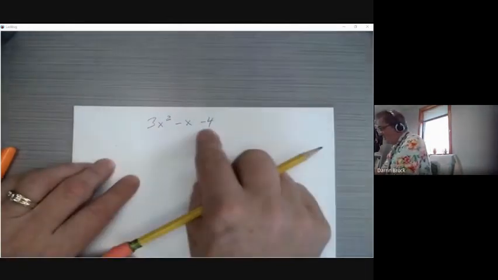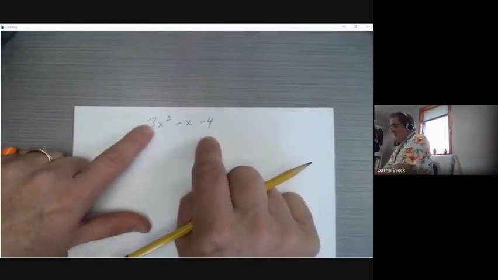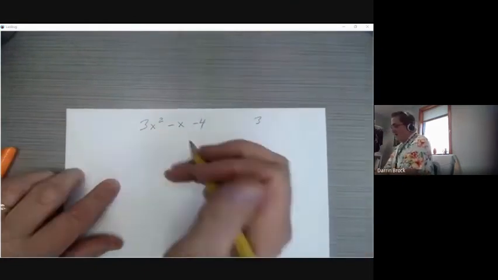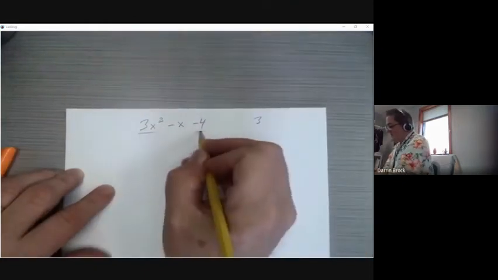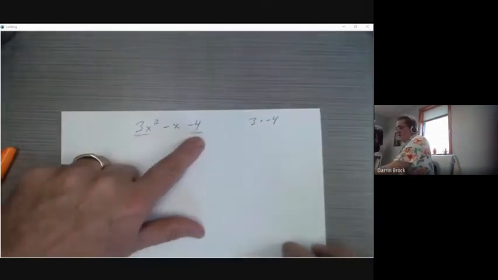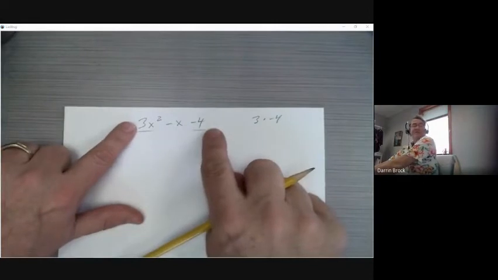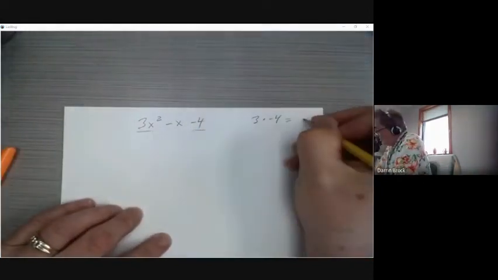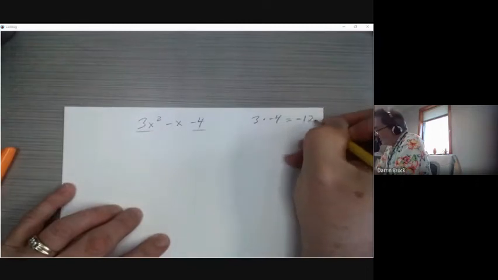So with the trinomial, here's what I'm going to do. I'm going to take the coefficient, 3, and I'm going to multiply it from the first term and the last term, negative 4. 3 times negative 4. I'm going to take the first term, last term, take the coefficients, just the integers, multiply them times each other. 3 times 4 is negative 12.